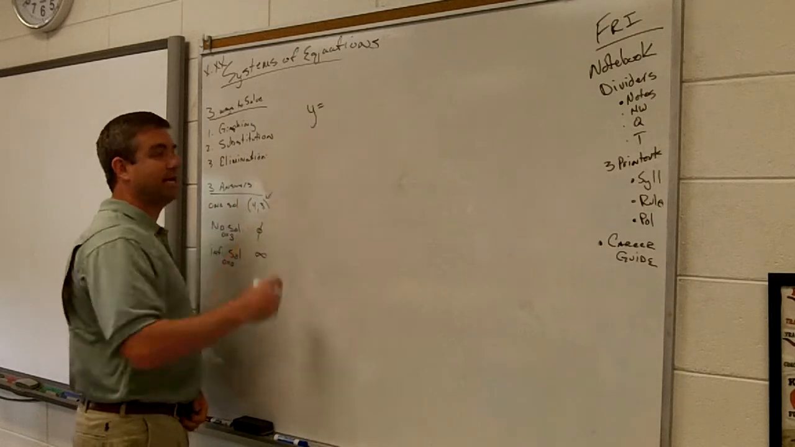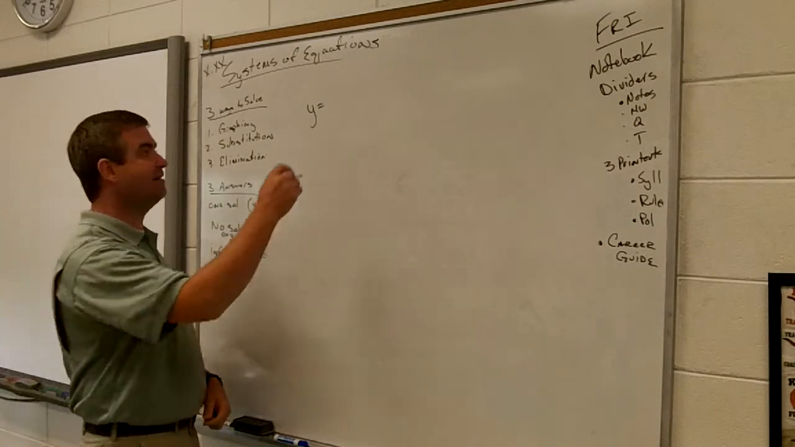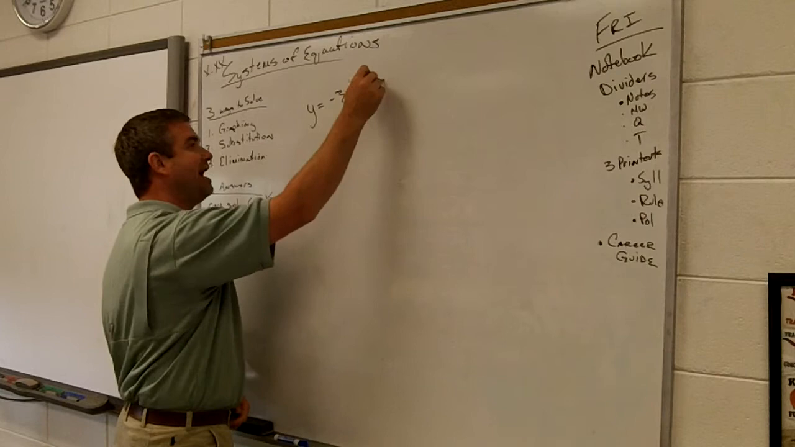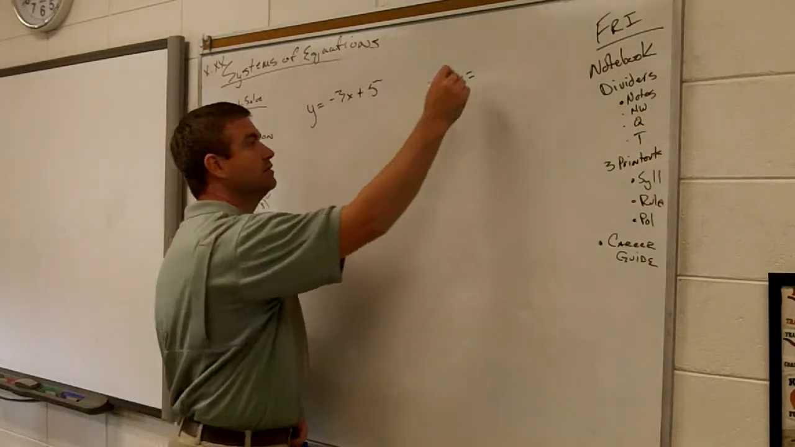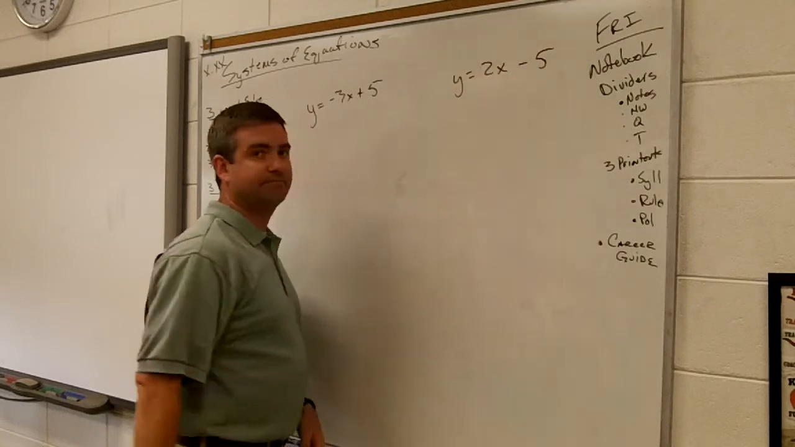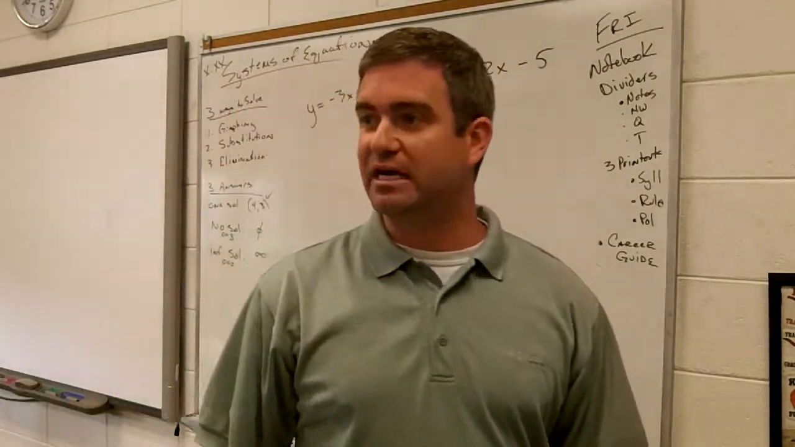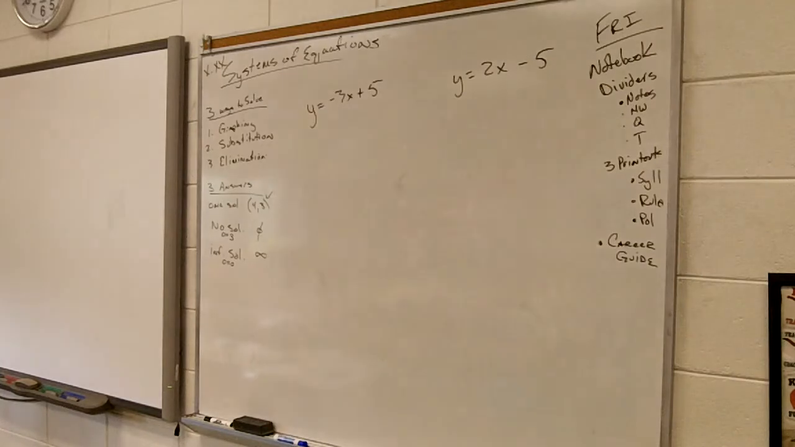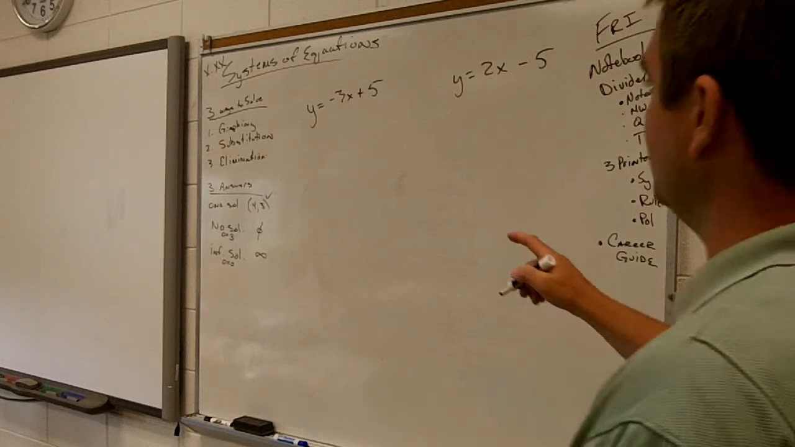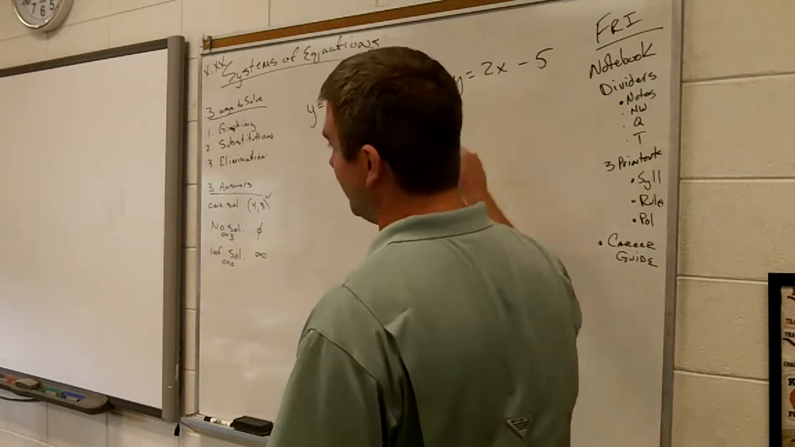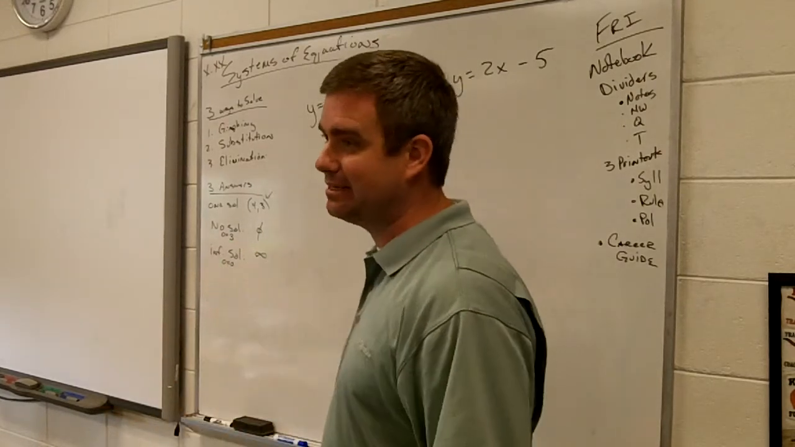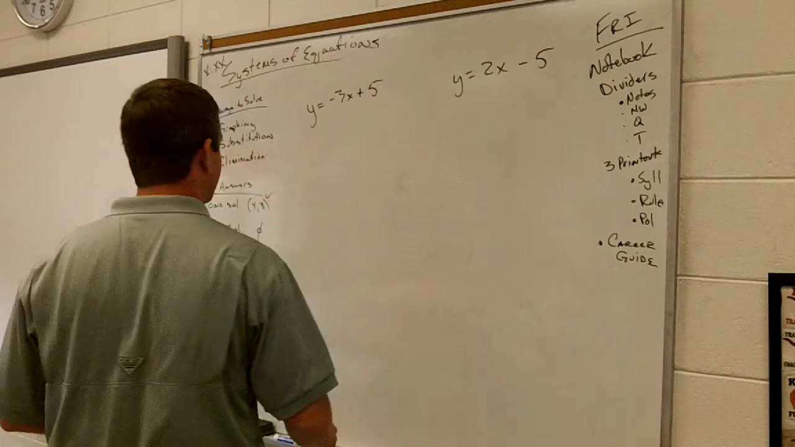So here's our first example. y equals negative 3x plus 5 and y equals 2x minus 5. Okay? First question we have to ask ourselves is, what format are these two equations in? Slope-intercept. That's the easiest format. They're already giving you the slope, and they're already giving you the y-intercept on both of these. So this is as easy as I could make it. We're starting out easy and we'll get a little harder.